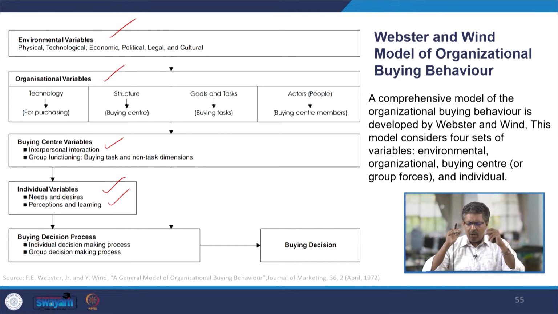So, this is what the Webster and Wind model said, and if you see, it is very closely related to the Howard-Sheth model, except that the Howard-Sheth model talks a little more about some exogenous variables like the situational factors, and it talks about the kind of information search and sources.